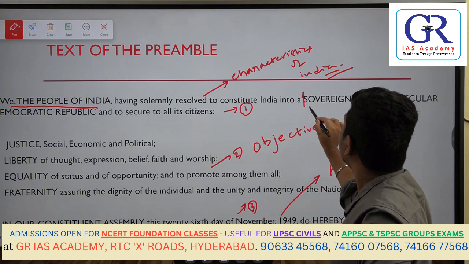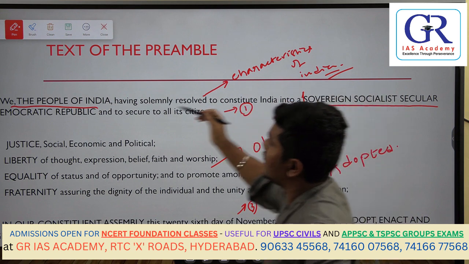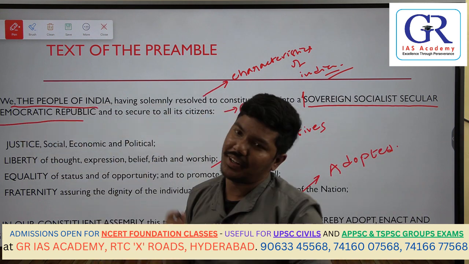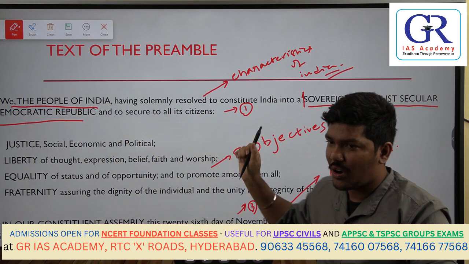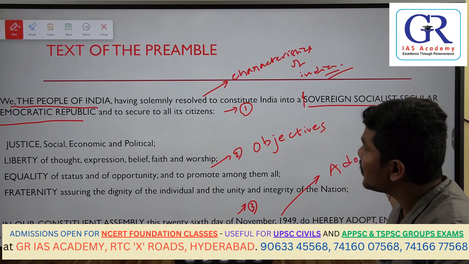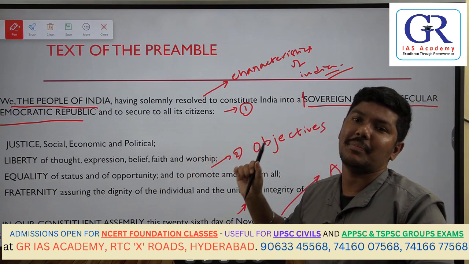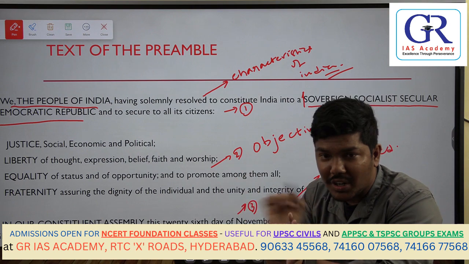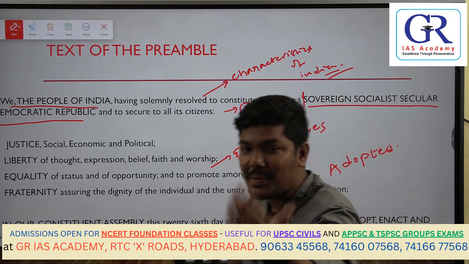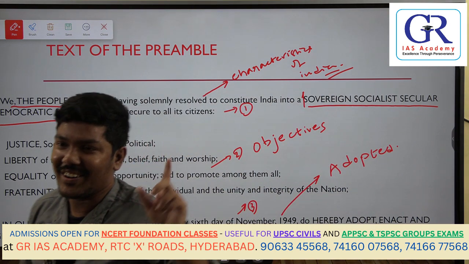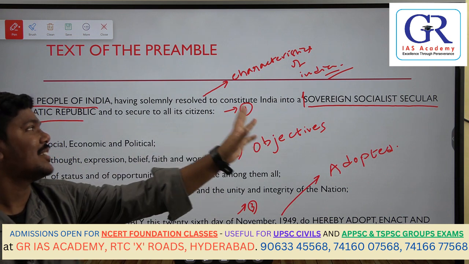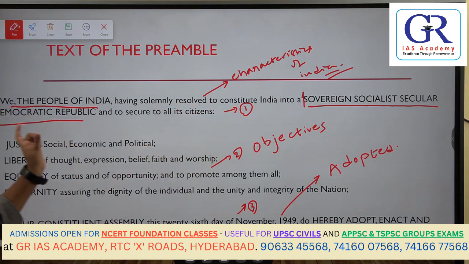These words are very important, Andy. Even the order is very important: sovereign, socialist, secular, democratic and republic. You should not tweak the order, because UPSC will tweak it in the options. Identify the exact order: sovereign, socialist, secular, democratic and republic.